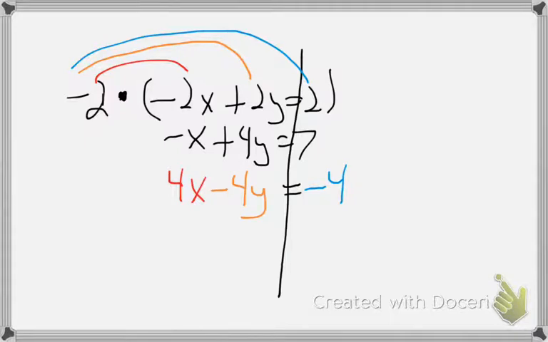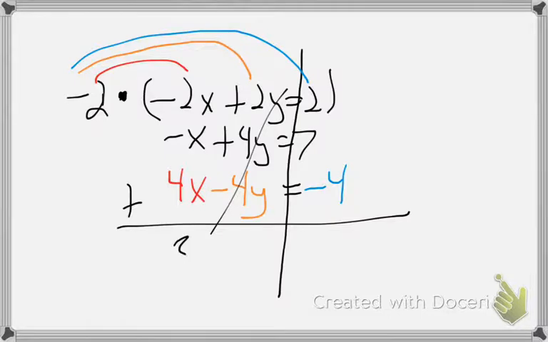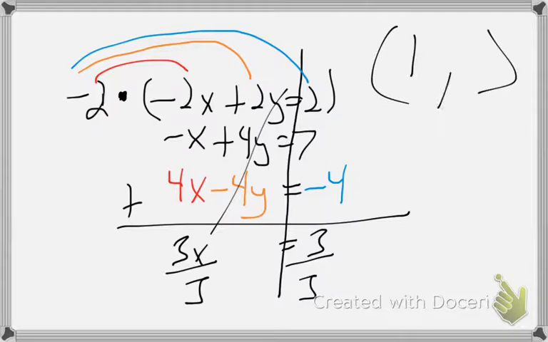Once we have cancellation on our y's, now we can just add vertically. 4x minus 1x is 3x. And that equals 7 minus 4, which is 3. Oh boy. 3 times what is 3? I don't know. Divide, it's 1. A very, very complicated problem we made simple.